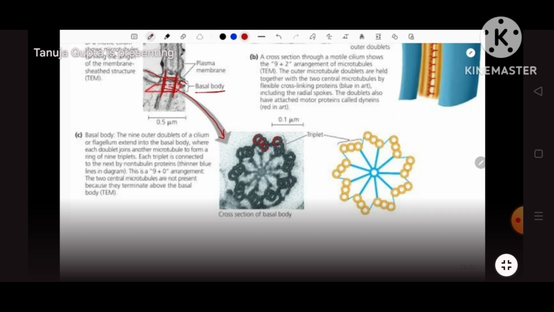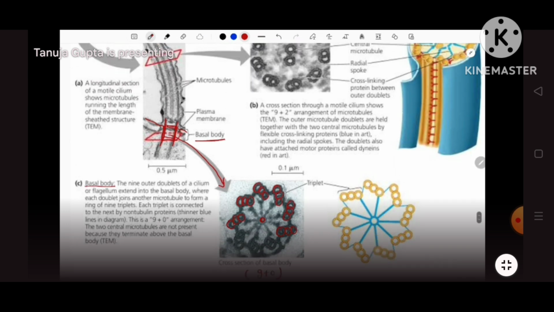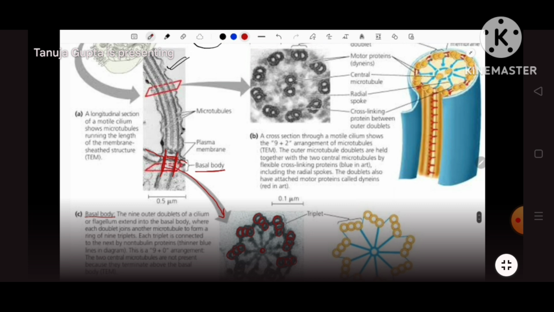If we see the structure of this basal body, there are three microtubules present. As I told you, triplets of microtubules at 9 places, and nothing is inside. So again it is a 9+0 arrangement. In the center there is no microtubule. 9 sets of triplets of microtubules are present over here. So this is the basal body. You will see this basal body in any cilia and flagella.